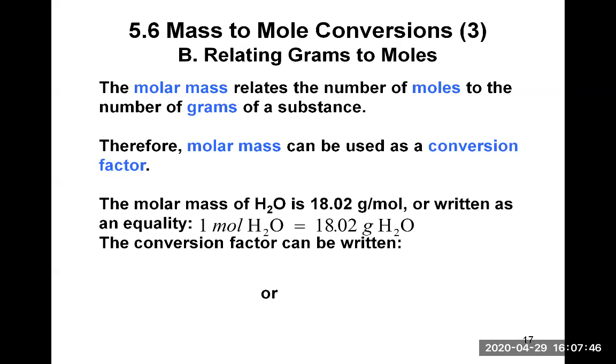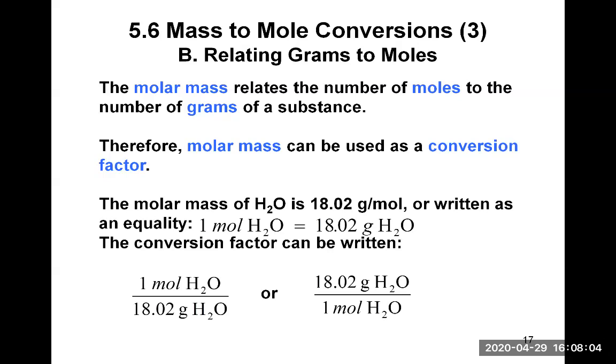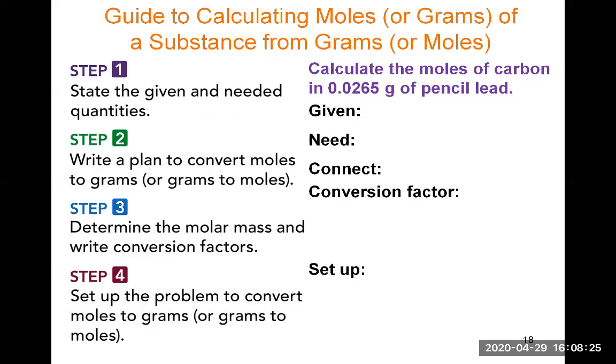Because this shows you that you can use it as a conversion factor, because, you know, back from chapter 1, we learned that from an equality, we can write 2 conversion factors. And so this equality can be written as 1 mole of H2O over 18.02 grams of water, or the grams of water over 1 mole of water. Right, and you will choose the correct conversion factor depending on the given amount you start with. So let's practice calculating moles or grams of a substance from the grams or the moles.